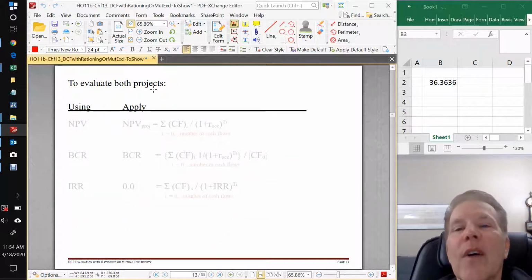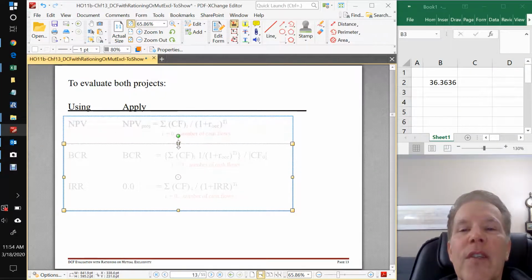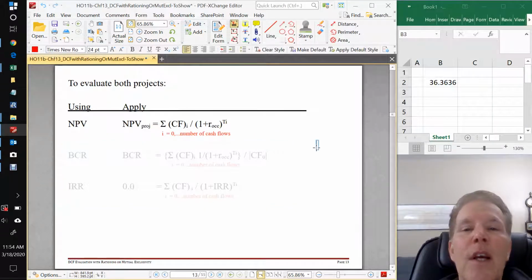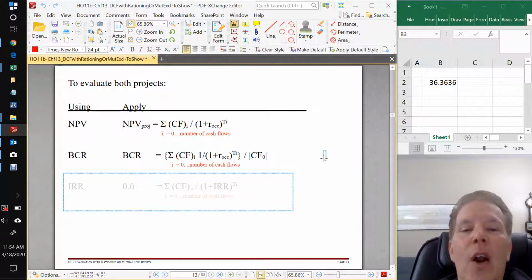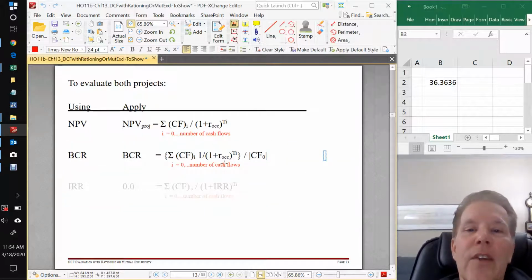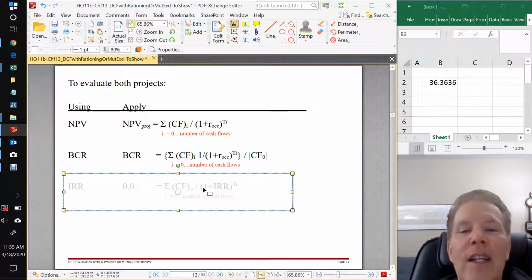Okay, so let's evaluate both projects with all three of our DCF methods. Here's our NPV method. Here's the fundamental NPV equation. So we'll think about that. And then let's also evaluate it with our BCR method. And here's the fundamental equation for BCR, where we put the absolute value of that negative cash flow in the denominator and all the positive cash flows after they've been discounted in the numerator, added up together.